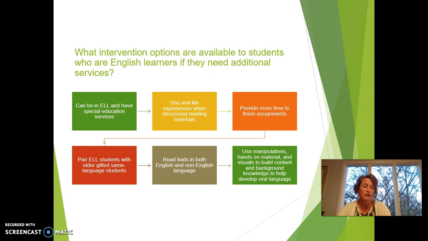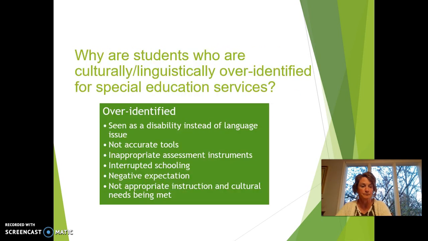Another really important one, I think: if our students in gen ed class learn with manipulatives and hands-on to help build that background knowledge, how much more do ELL students need that? So as much as we can, use manipulatives in class, use hands-on materials that the kids can actually see and learn, and it'll help with that background knowledge that some of those kids that are ELL are missing. So those are some interventions you can try to help these students.